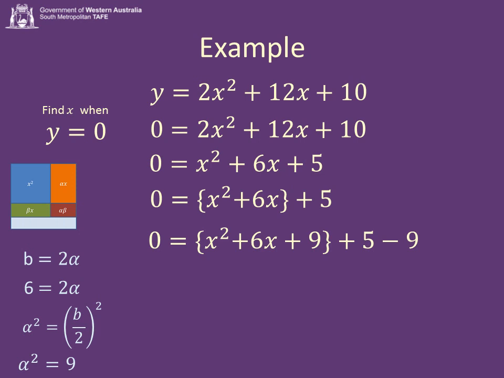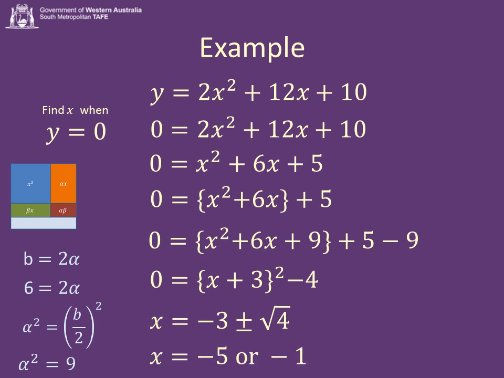9, see? So I add a 9 inside the curly brackets, then I subtract a 9 outside the curly brackets so that in total there's no 9 added, but the curly bracket is now a perfect square. And I can rewrite that as x plus 3 squared. So that's now a perfect square, and of course 5 minus 9 becomes minus 4. This is very easy to solve, and it solves out to x equals minus 3 plus or minus square root of 4.